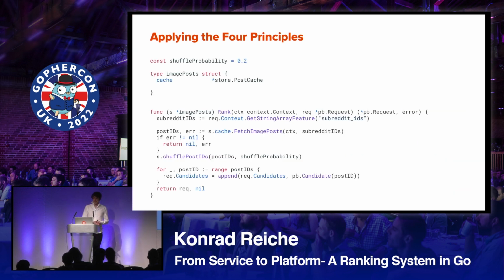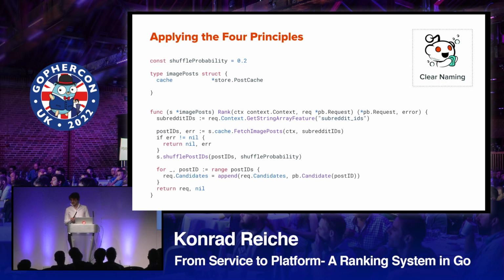Let's illustrate this on an example. This stage fetches image posts. Does a few other things. It also shuffles the candidates. If you ever find yourself writing a recommendation algorithm, shuffling is a really great way to create feeds that always look slightly different. Okay, back to the principles.